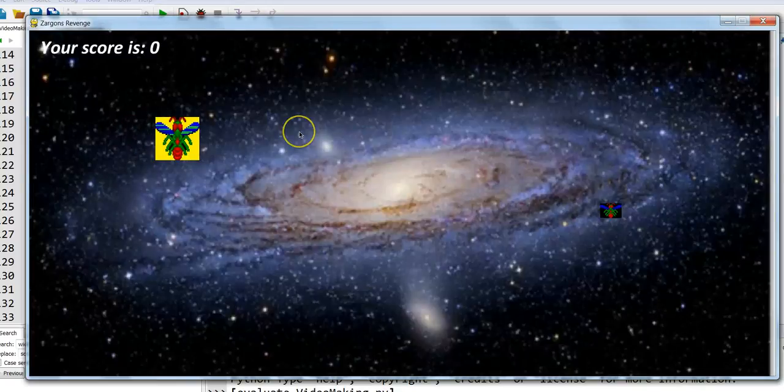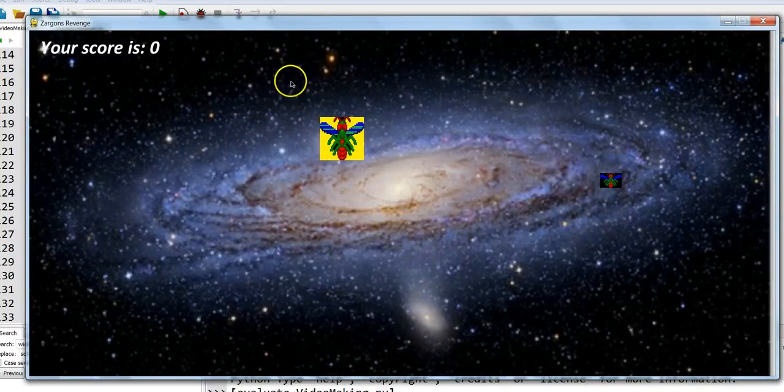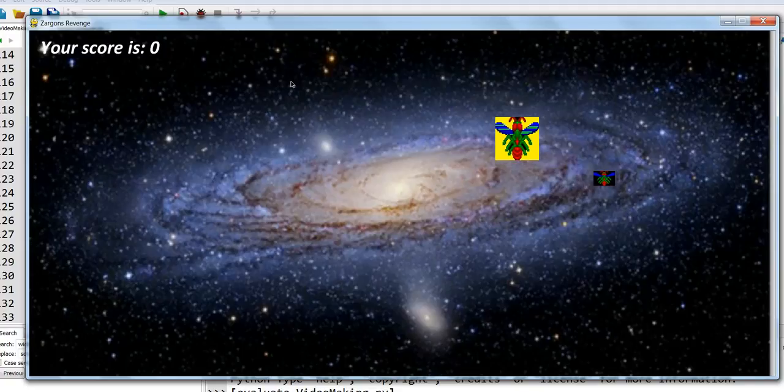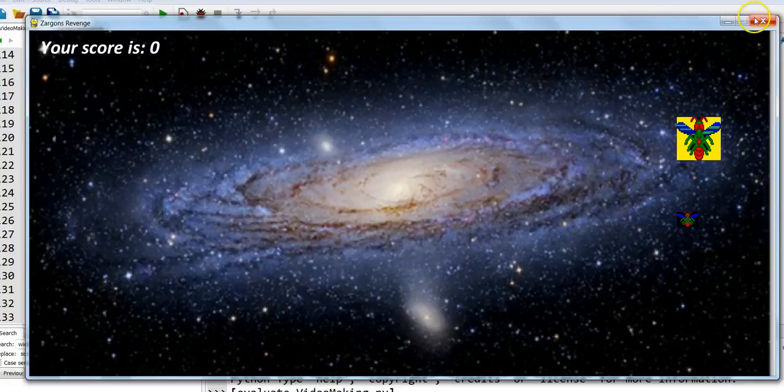All right, it is. He's going towards him, right? And if I go over this way, he's no longer moving, because Zargon's X is not greater than boron's X. And if I move back to the right, I'm briefly bigger, right? So you can see how that works.